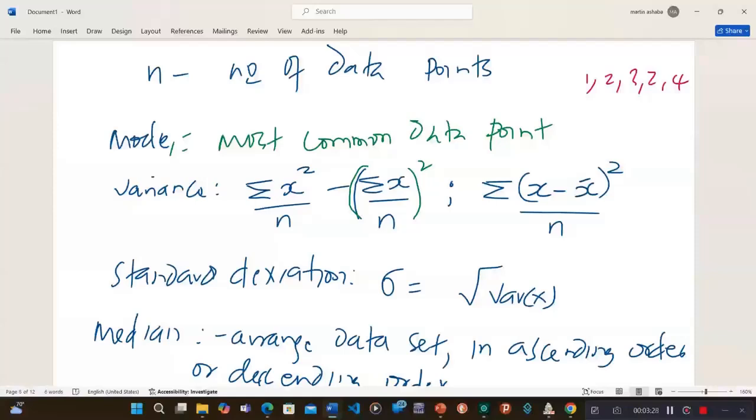What is variance? Variance, we said, is the sum of the data points each squared divided by the number of the data points minus mean squared. Mean is the sum of the data points divided by their number. So if we square it and subtract it from the sum of the data points squared individually divided by n, we shall get variance. It can also be obtained from sum of x minus mean, everything squared, divided by the number of the data points. And as we said earlier on, standard deviation, sigma, is going to be the square root of variance.